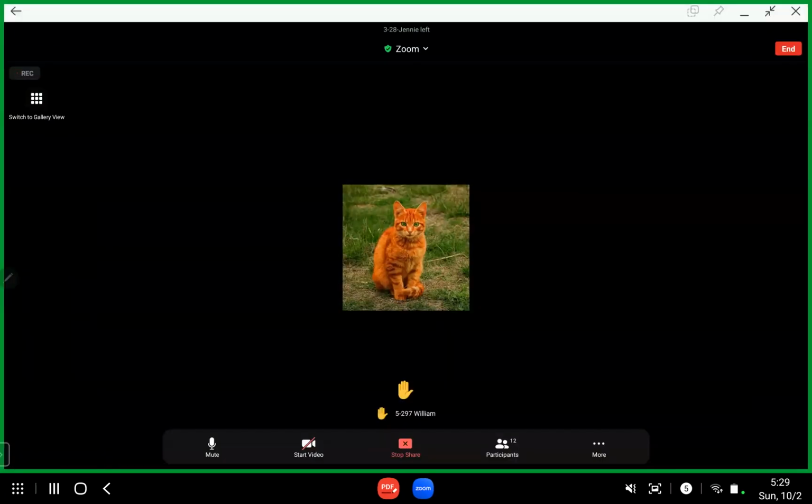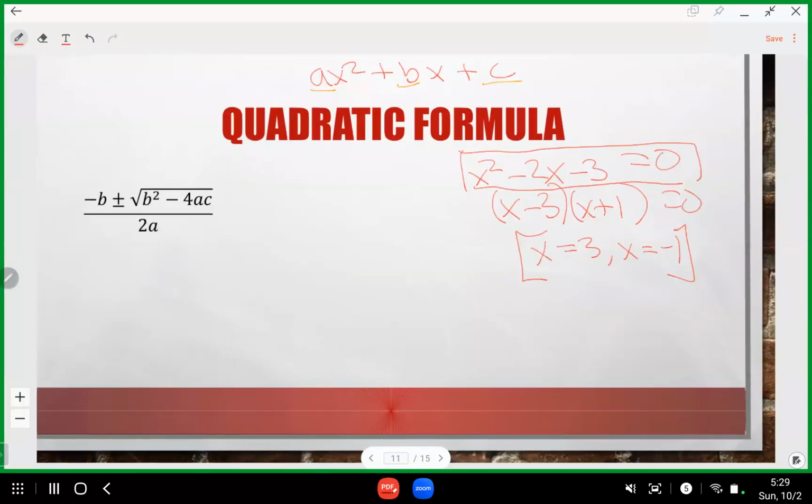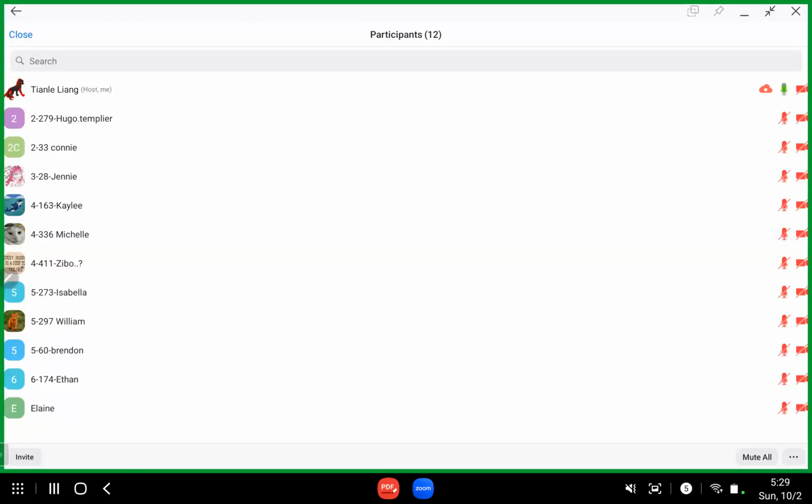All right, so if you know the answer, answer in the chat, or you can unmute yourself and say so. What is the importance of having plus or minus here? Or does anybody know why we have a plus or minus? Does anybody know? Let's see here. How about William? Could you answer this question? Why do we have a plus or minus here?